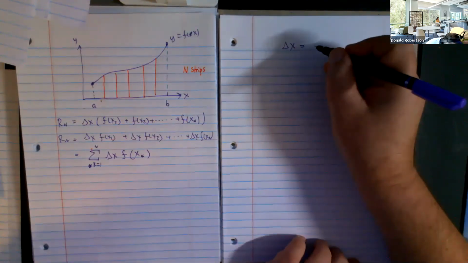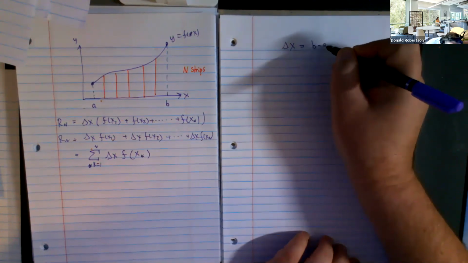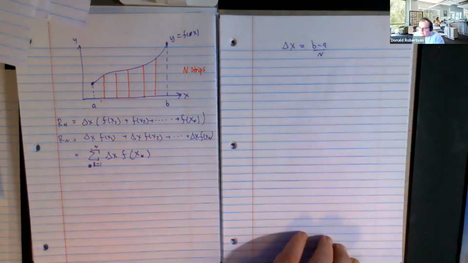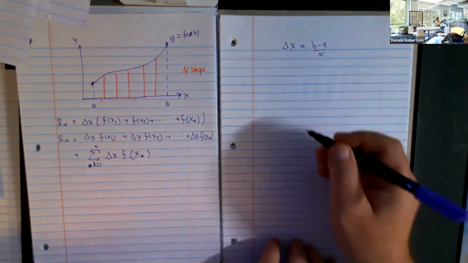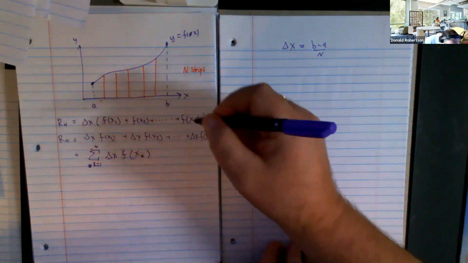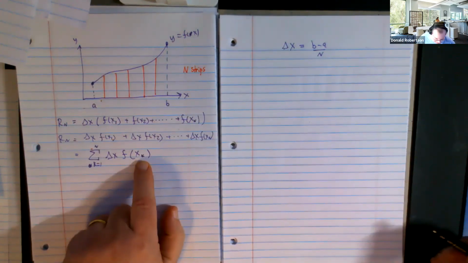Isn't delta X B minus A over N? Agreed? Now, let's figure out who X1, X2, X3, and in particular who XK would be.